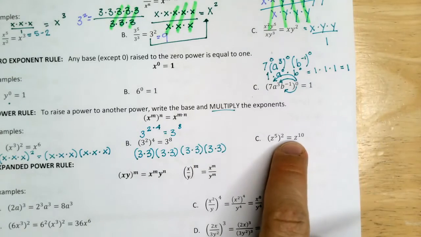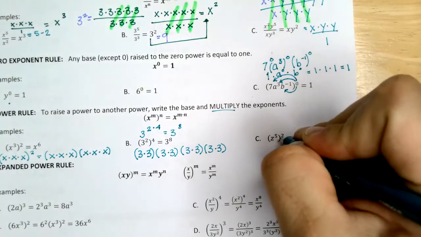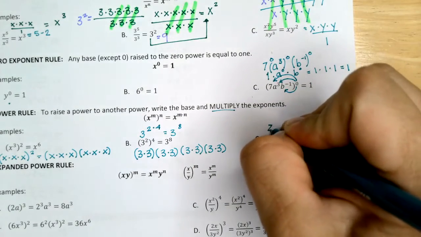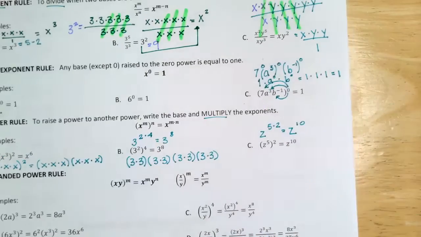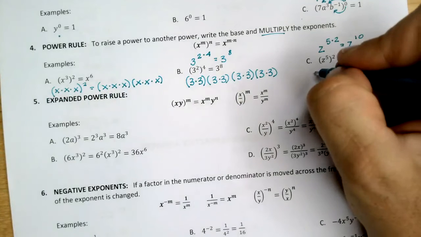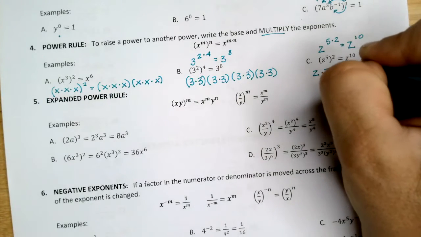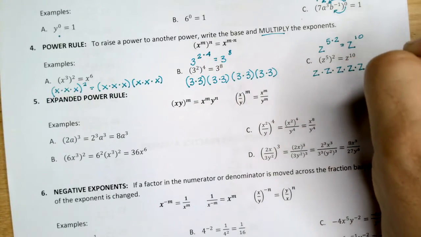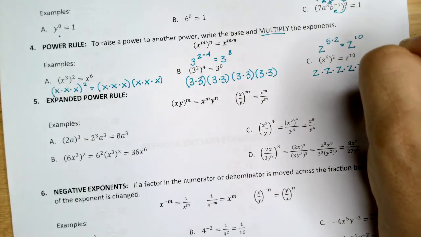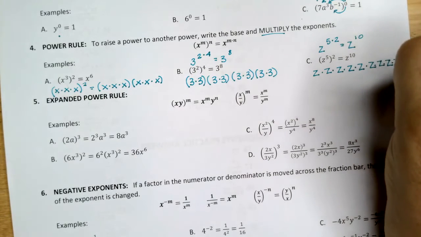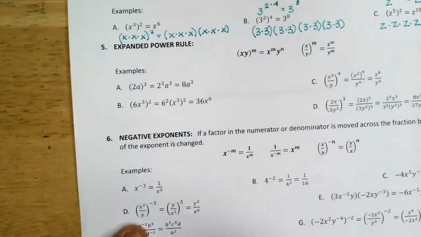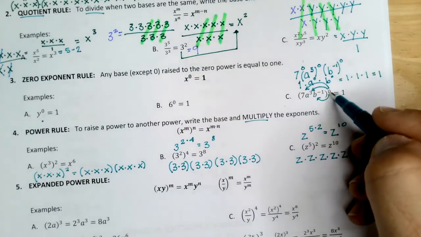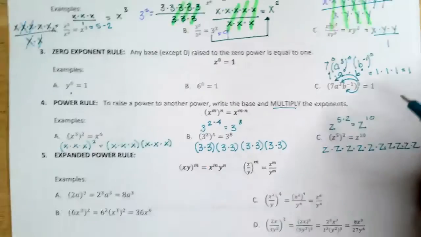Z to the 5th squared. So I have 5 times 2, which is Z to the 10th. Good. Or there's 5 of them 2 times, so I have 10 of them in all. Okay. Expanded power rule is just the distributive, what I did up here. I distributed the 0 to the 7, the A, and the B.